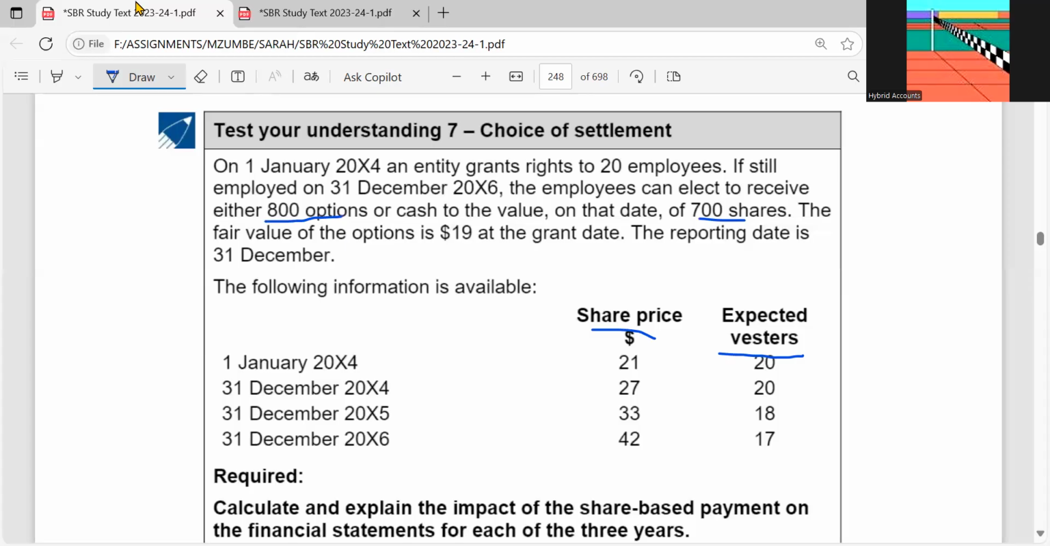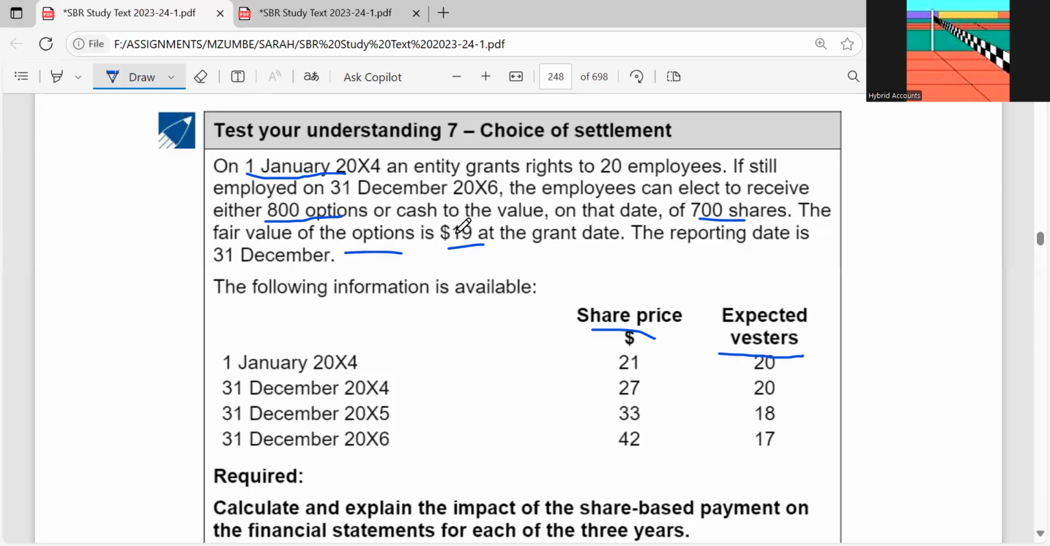How do we get that now? Now, the fair value at the grant date. The grant date is 1st January. What is the fair value at 1st January of our options, right? We are told the fair value of these 800 options here is 19. So you'd have to say 800 times 19, right?